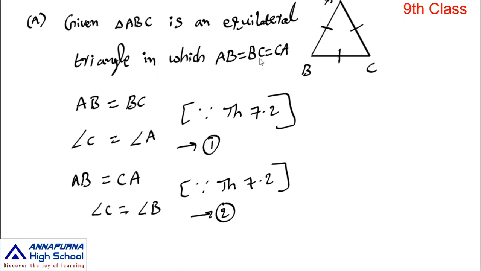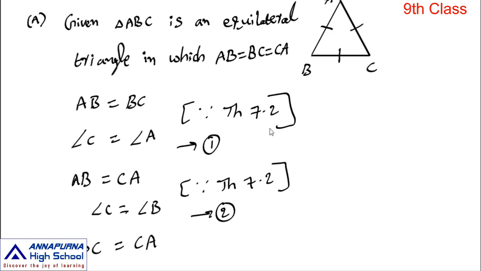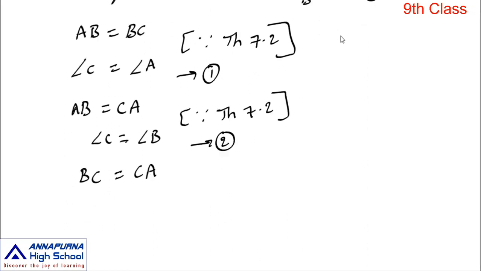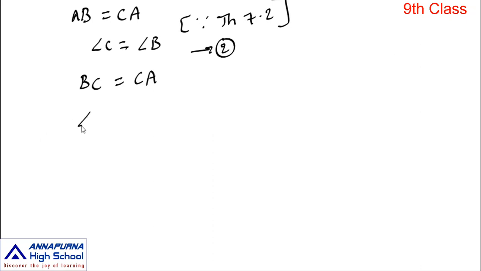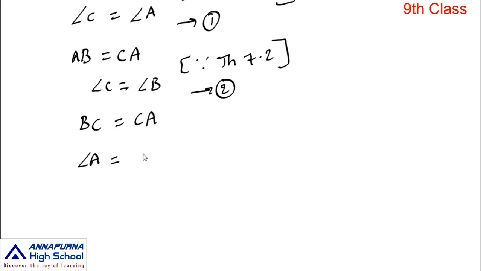Again we take BC is equal to CA. Again by using theorem 7.2, the angle opposite to side BC is angle A. The angle opposite to side CA is angle B. Since theorem 7.2, angle A is equal to angle B. This is equation number 3.